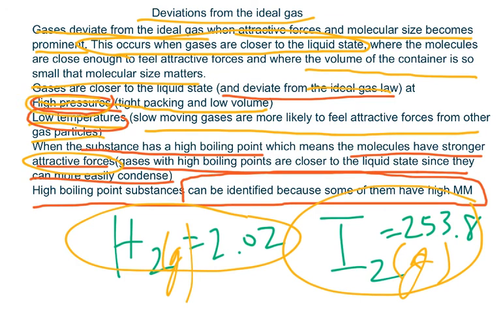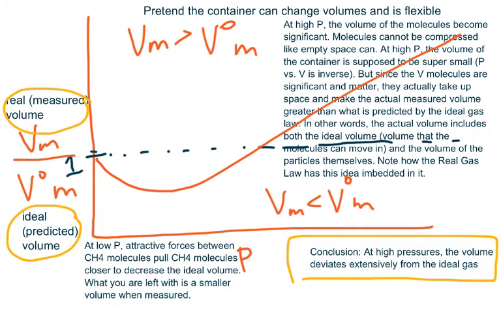At high pressures, gases deviate from the ideal gas law. So in this graph, it will most definitely prove that at high pressures, the volume will deviate from the ideal volume. At ideal conditions, even for real conditions, it's supposed to be a 1-to-1 ratio, which means that the real measured volume divided by the ideal or predicted volume should be 1.